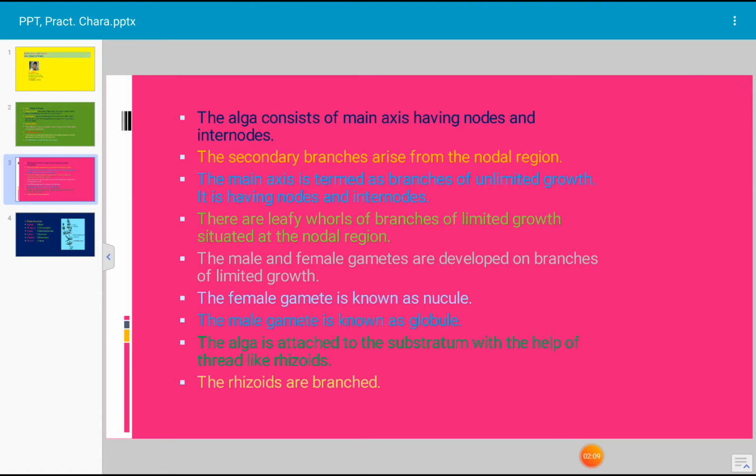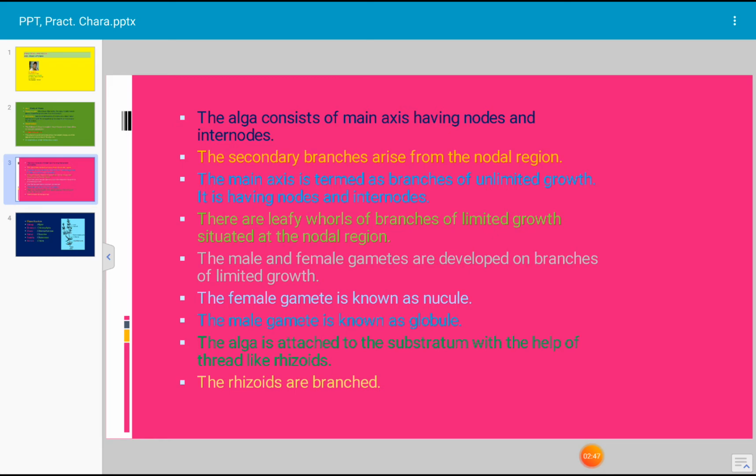This alga Chara consists of a main axis which has nodes and internodes. We can see with naked eye because it is a large sized algae. The secondary branches arise from the nodal region. The main axis of the Chara plant has unlimited growth. It has nodes and internodes. There are leafy whorls of branches of limited growth situated at the nodal region.